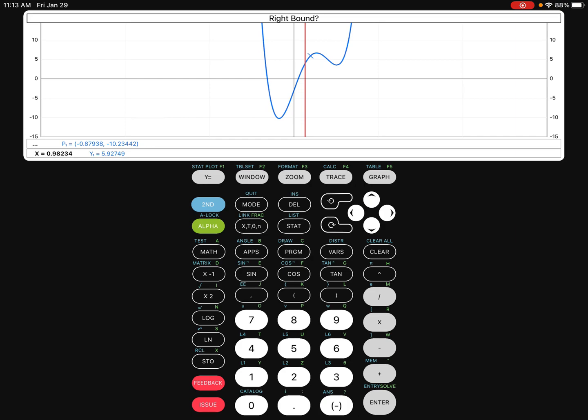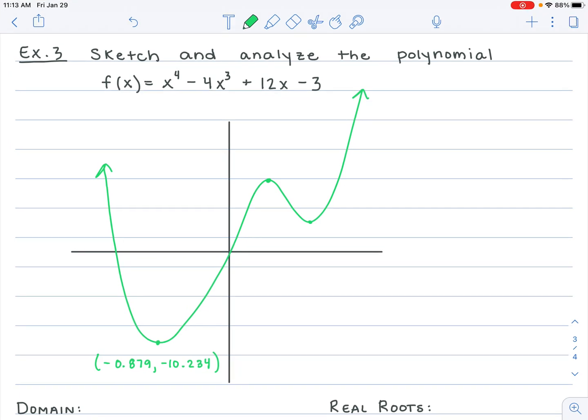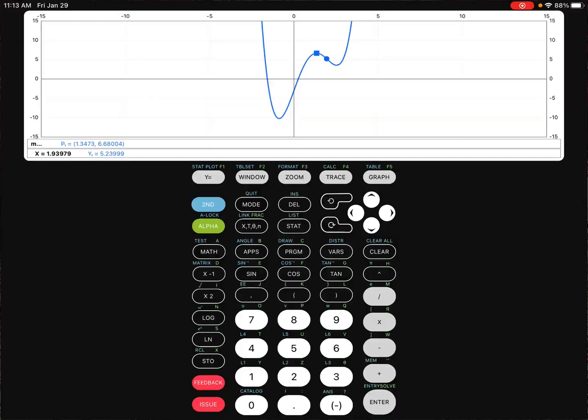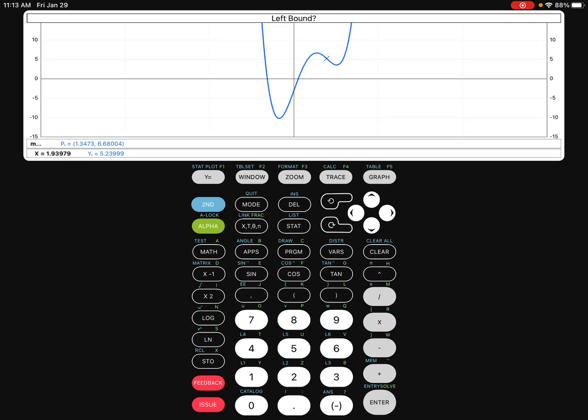All right, so we're going to move this over here. So we're going to do second trace. We're going to do maximum now. It's to the left of that point, so we push enter. You're going to move it so it's to the right of that point, push enter. And mine says it's going to be 1.347, comma, 6.680. So 1.347, comma, 6.680.